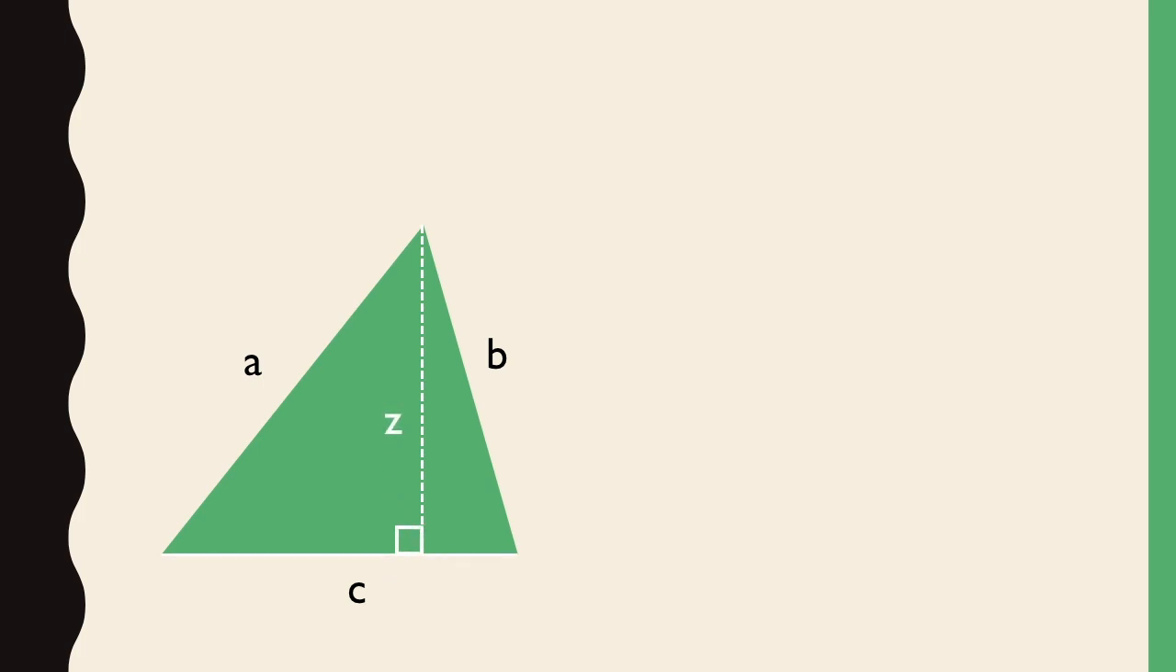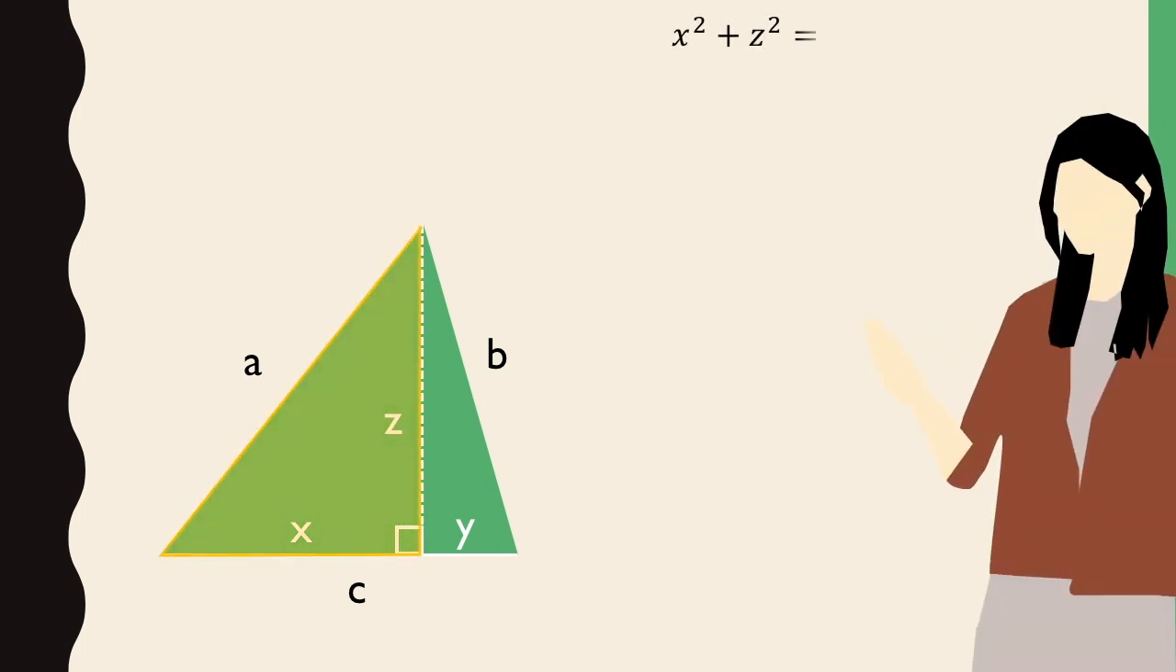Now let's introduce two new values, x and y, which represent the two parts of c that fall either side of the line. From Pythagoras' theorem we have x squared plus z squared equals a squared, and y squared plus z squared equals b squared. We also know that x plus y equals c.